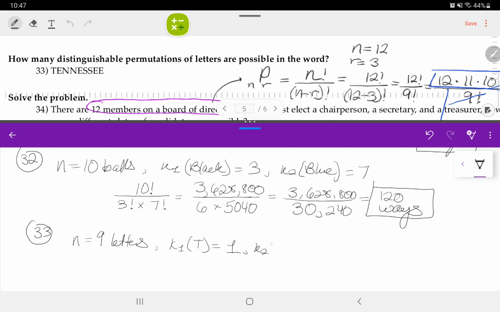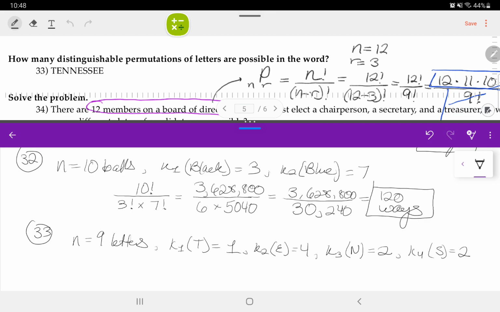We'll call K of 2 the number of E's in the word Tennessee. And in Tennessee, there are 1, 2, 3, 4. Those are 4 E's. K3 is going to be the number of N's in the word Tennessee, and there are two N's. And then K of 4 will be the number of S's in the word Tennessee, and there are two S's.